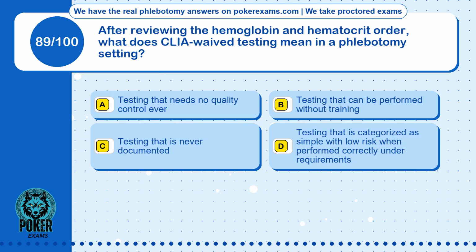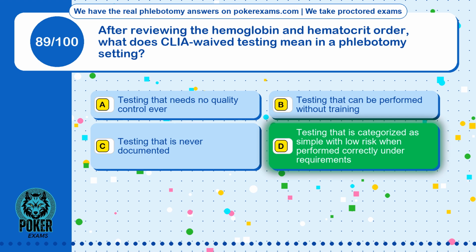Question 89. After reviewing the hemoglobin and hematocrit order, what does CLIA waived testing mean in a phlebotomy setting? Option A, testing that needs no quality control ever. Option B, testing that can be performed without training. Option C, testing that is never documented. Option D, testing that is categorized as simple with low risk when performed correctly under requirements.